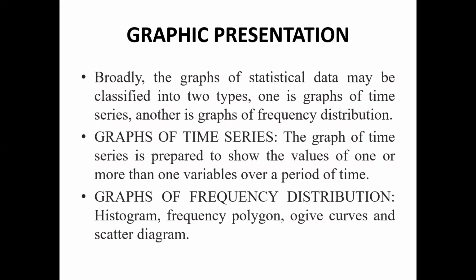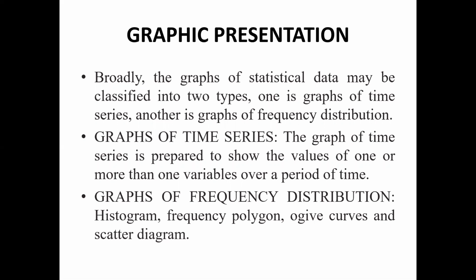Another bifurcation, if you divide the graphs, so broadly the graphs of statistical data may be classified into two types. One is graphs of time series and another is graphs of frequency distribution. When you take the help of frequency distribution, that type of graphs are called frequency distribution graphs, which include histogram, frequency polygon, ogives, curves, scatter diagram. So these are examples of frequency distribution graphs. And where you take the help of time series, they are called graphs of time series.